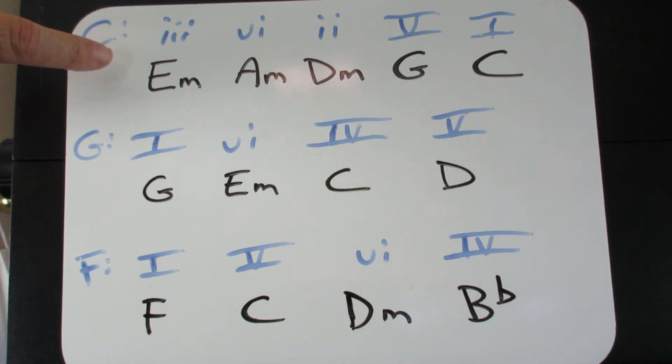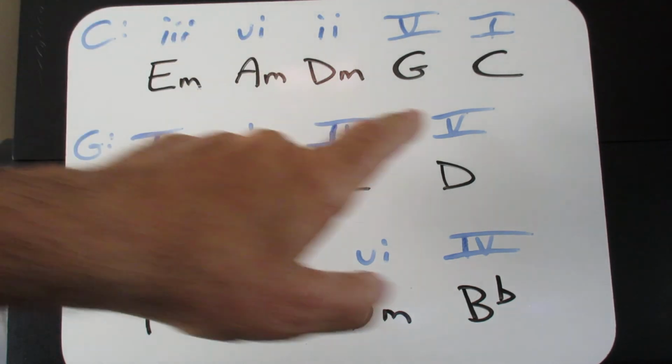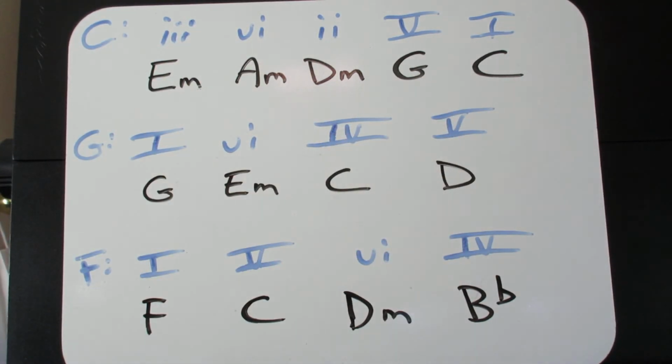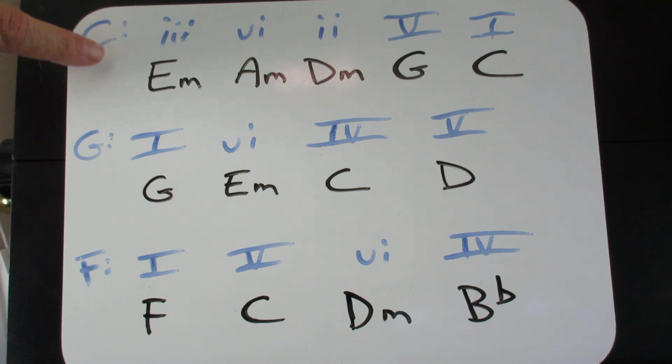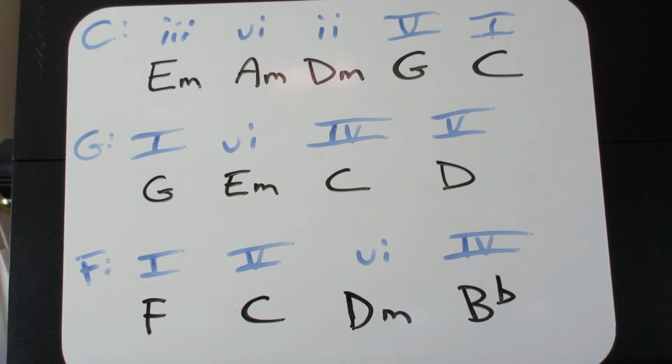So I'm going to play each one of these progressions again, and listen to the C chord as I do it. You'll notice that in each case the C chord has a different sound, a different function in the progression. Starting out, 3, 6, 2, 5, 1 in the key of C. Now we go 1, 6, 4, 5 in the key of G. And then finally 1, 5, 6, 4 in the key of F.